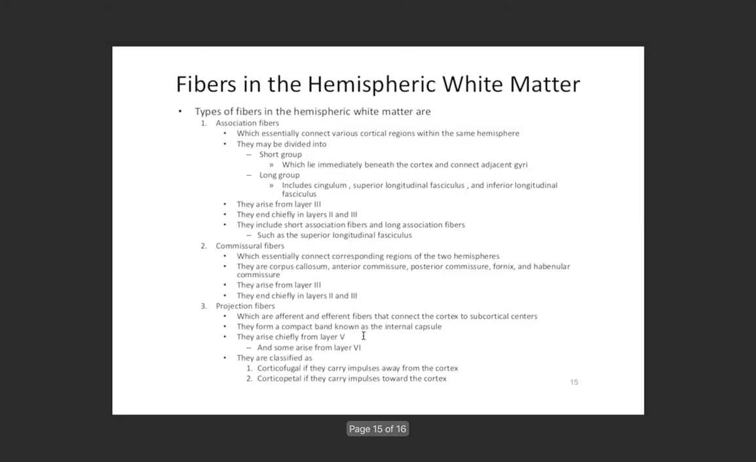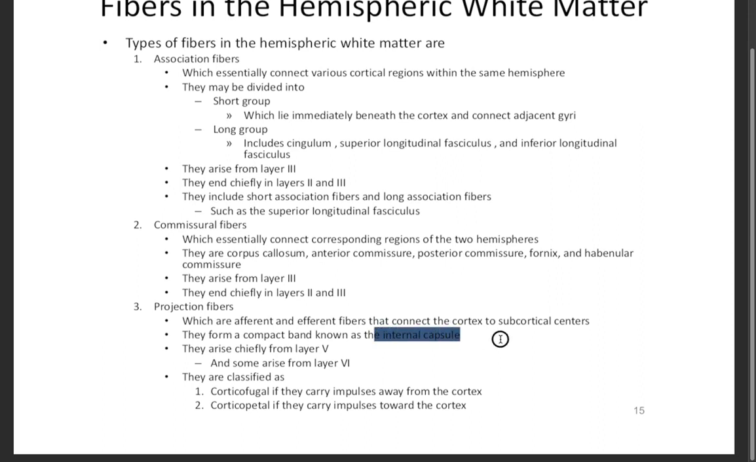Okay, a moment ago we talked about the internal capsule that is being formed by the projection fibers. We said the projection fibers are afferent and efferent, corticofugal and corticopetal, depending on the way they are going toward or outward of the cerebral cortex, and they form a compact band known as the internal capsule. So if there was a question in the exam, which of the following forms the internal capsule, it is the projection fibers, and one of them, the key answer might be the corticofugal or corticopetal. Be aware of this point. So what is the internal capsule?